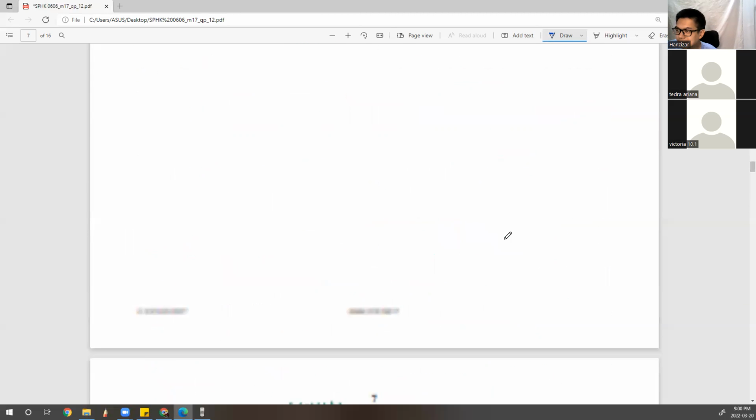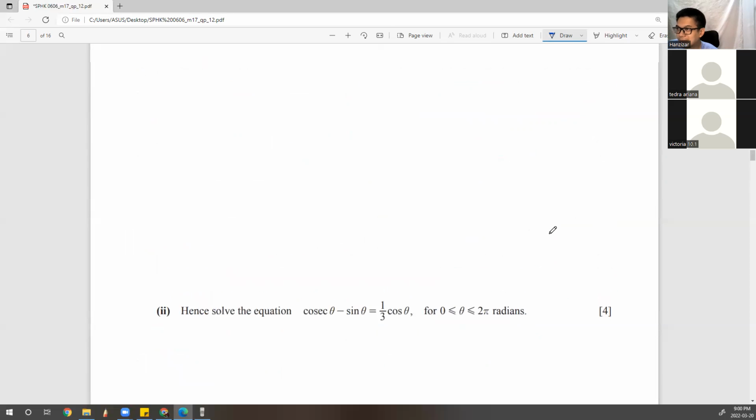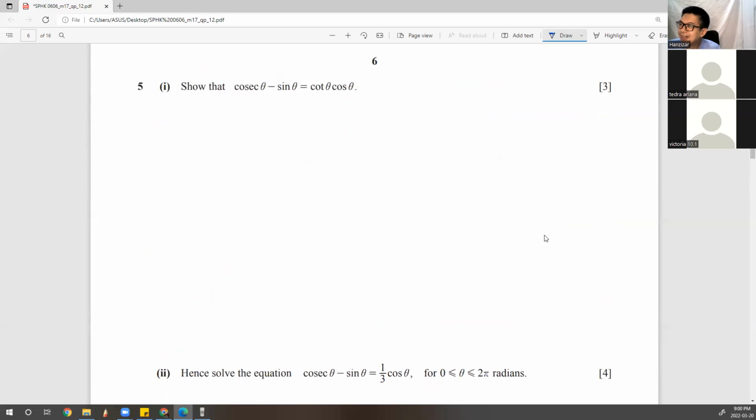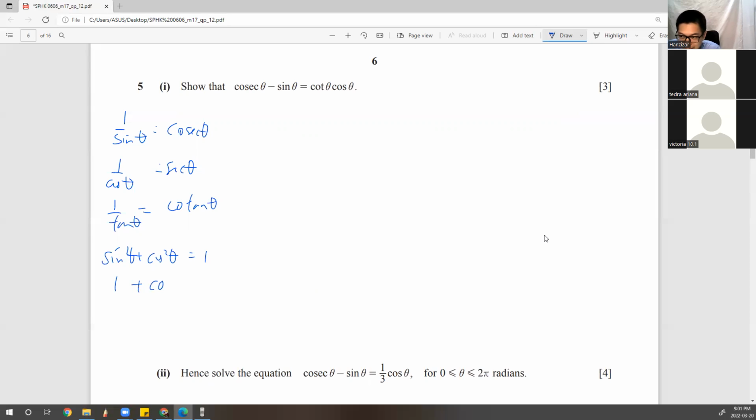Okay. Let's try to do one more. This is my favorite part. So, cosecant. Remember, 1 over sine is cosecant. 1 over cos is secant. 1 over tan is cotangent, right? And sine square theta plus cos square theta equals 1. If I divide everything by sine square, it becomes 1 plus cotangent square equals cosecant square. And then if I divide everything by cos square, tan square plus 1 equals secant square theta.